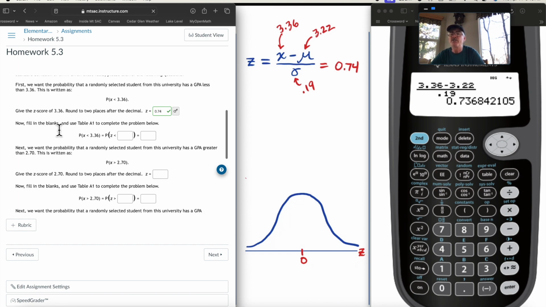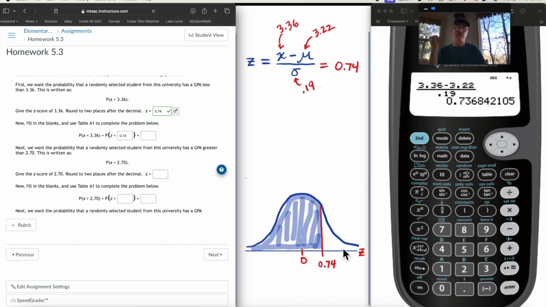So next we want to compute the probability. It says to fill in the blanks and use table A1 to complete the problem below. Probability that X is less than 3.36 is the probability that Z is less than 0.74. So I can just put in the 0.74 here. Okay, and I think what I'll do now is go ahead and just draw this. So 0.74 is going to be positive, but to the right of 0. And we want the area to the left of this. So I'm just going to kind of roughly shade what I want here. Okay, just all this.